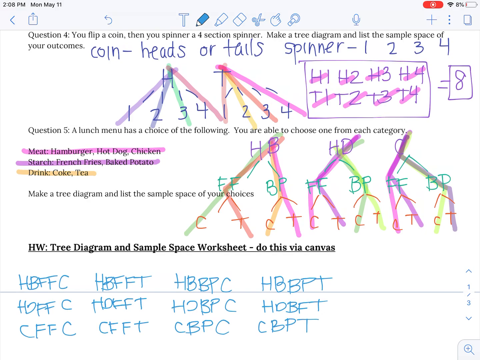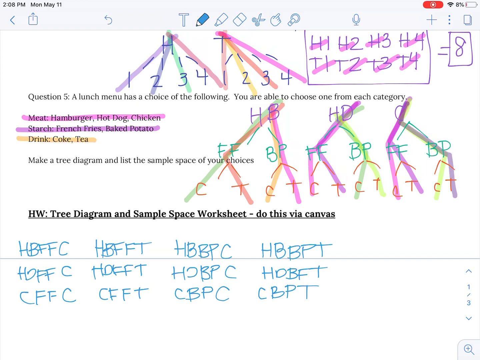Now I've probably made you hungry. All right, so I can see from my sample space, I can figure out all my total outcomes. And I have 3, 6, 9, 12 total outcomes for this sample space and tree diagram.